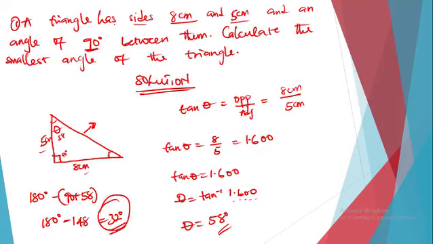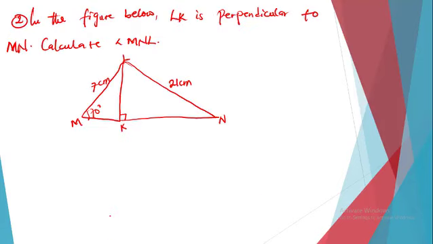Okay, let's take one more example before we call it a day. Number 2, we have question number 2 on the screen. It says in the figure below, LK is perpendicular to MN. Calculate the angle at N in triangle MNL. Calculate the angle at where? N, the angle here. That's the angle we are to solve in this triangle MNL. So let us start.